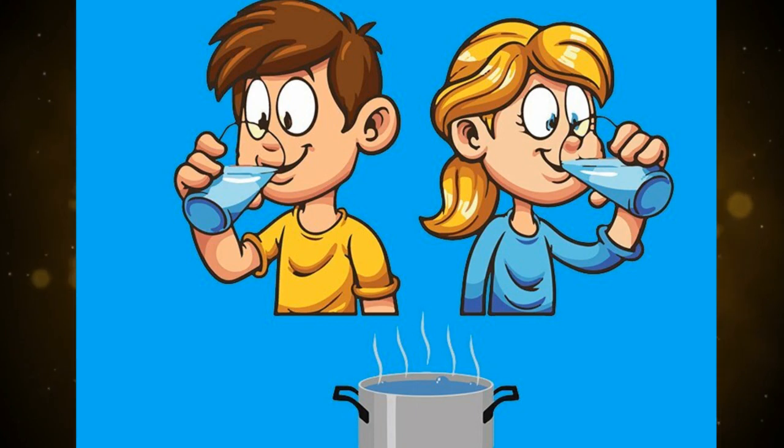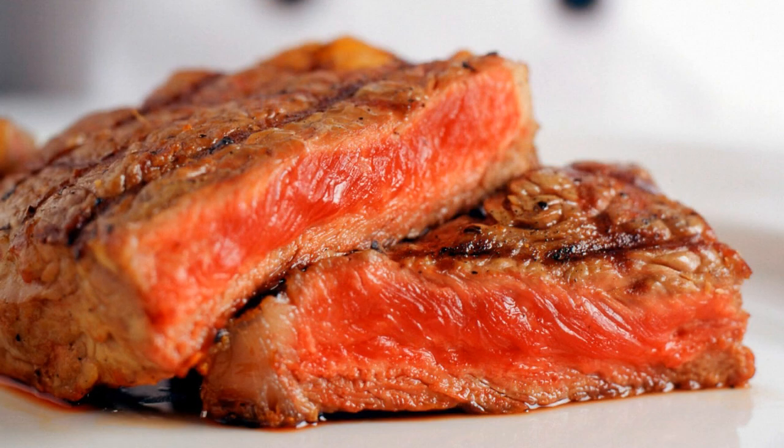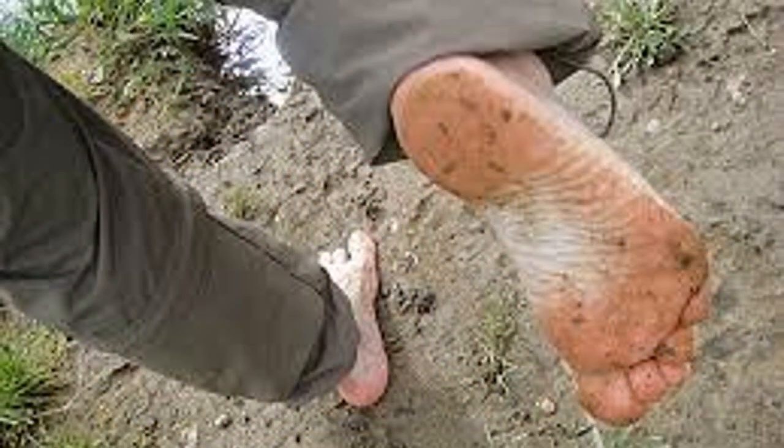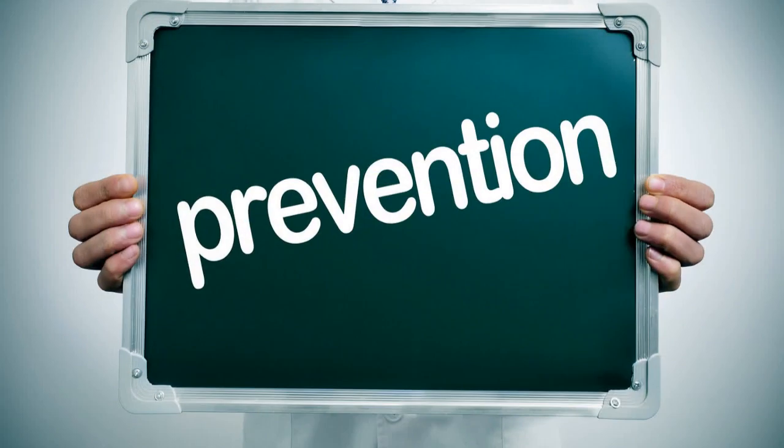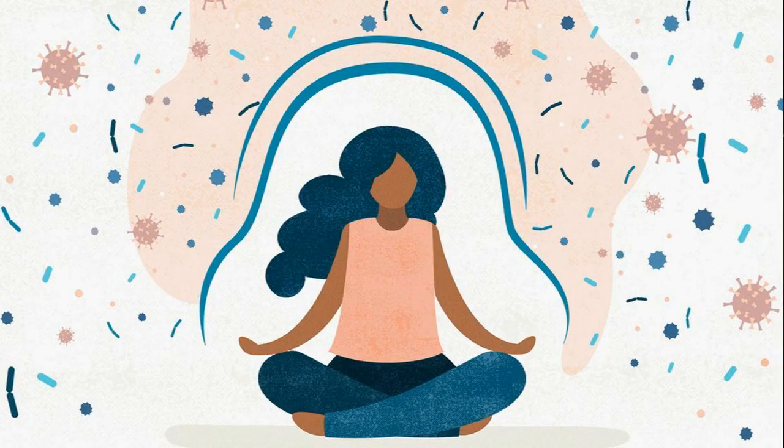Drink filtered and boiled water. Cook the meat properly before eating. Avoid contact with the soil where we suspect open air defecation. So, these are some of the preventive measures. With all these measures, we can reduce the chances of getting infected by harmful pathogens.